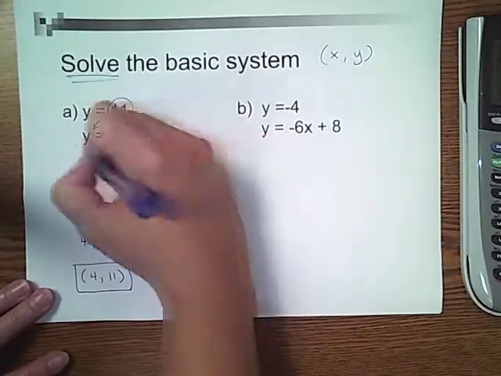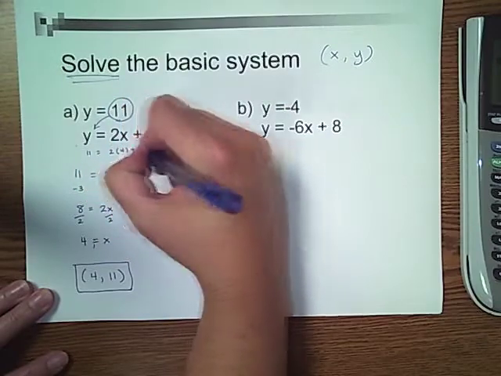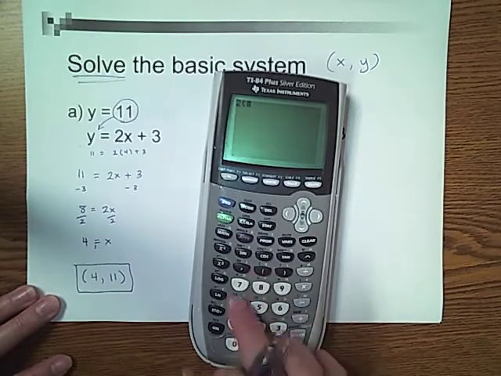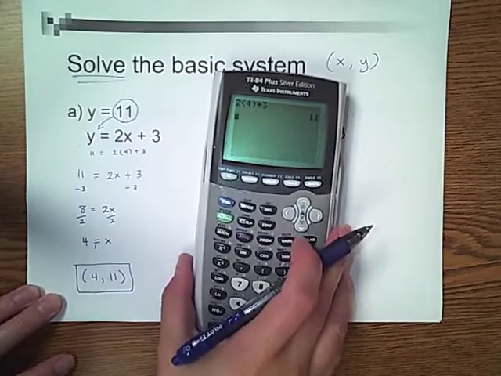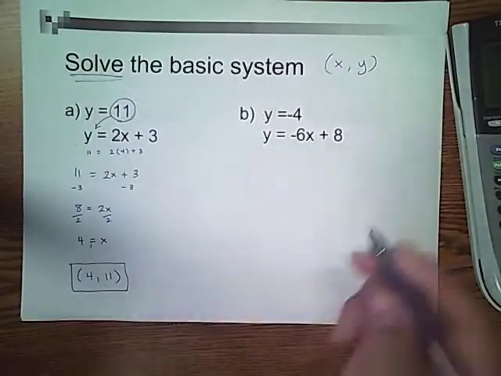So for instance, I could say 11 equals 2 times 4 plus 3. And I could type 2 times 4 plus 3 in my calculator and make sure I got 11. So I double checked my answer and it did work, so I know that I have the right answer right there. All right, let's try another one.